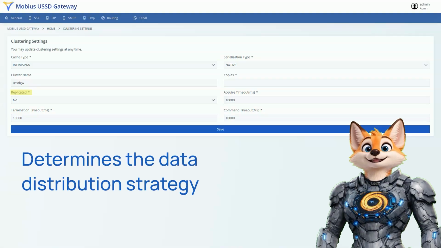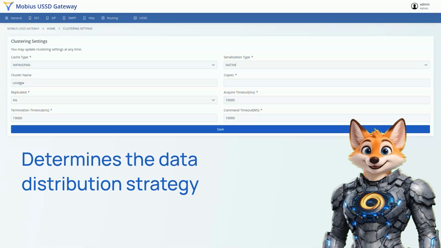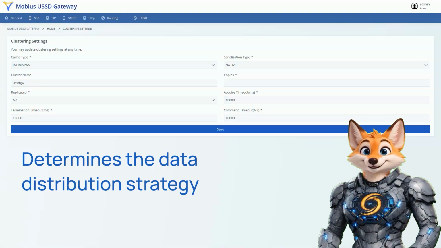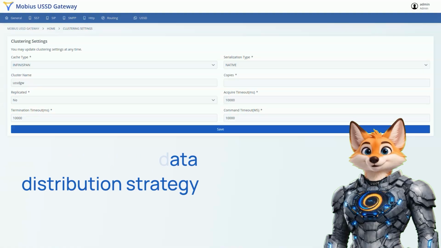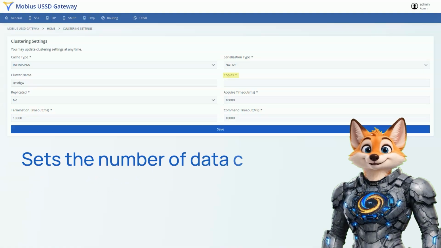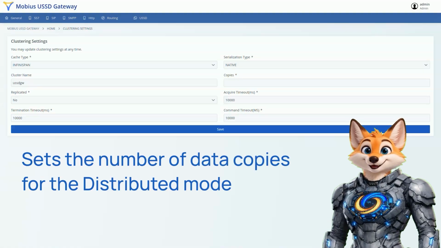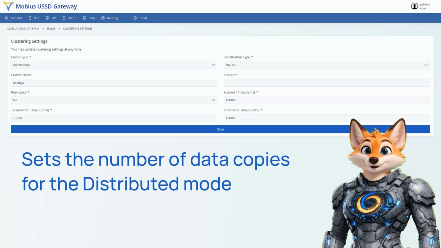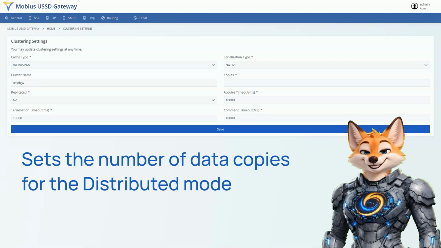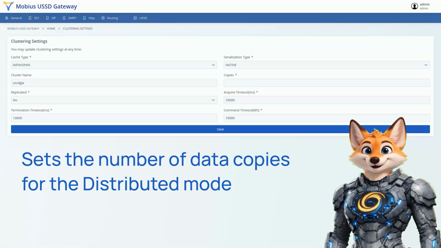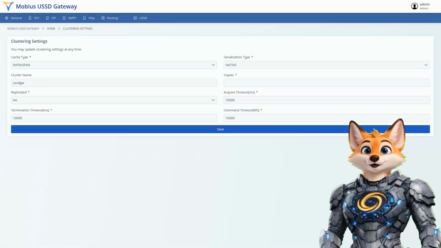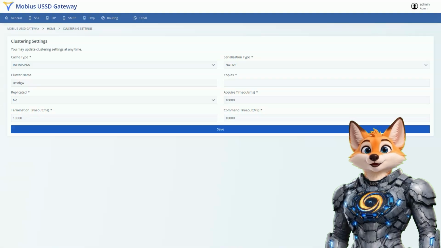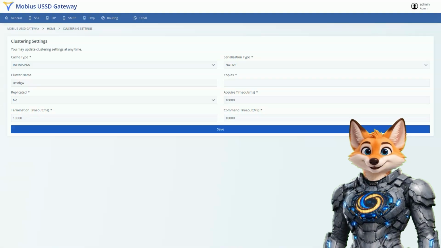Replicated determines the data distribution strategy. If set to replicated, all cached nodes maintain a full copy of all data. If set to distributed, the data is spread across the cluster nodes. Copies sets the number of data copies for the distributed mode. For instance, if you have 3 cached nodes and set copies to 2, each node will hold 66% of the data. This proportion adjusts based on the number of nodes and copies to optimize memory usage while ensuring redundancy.